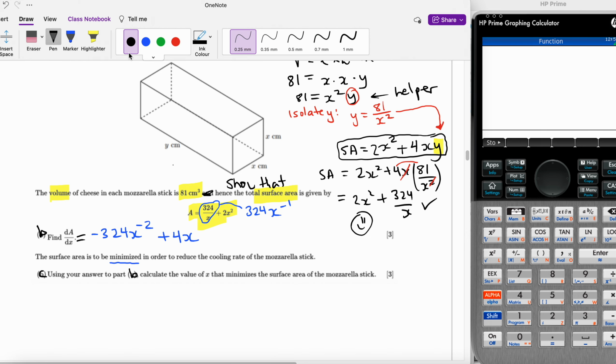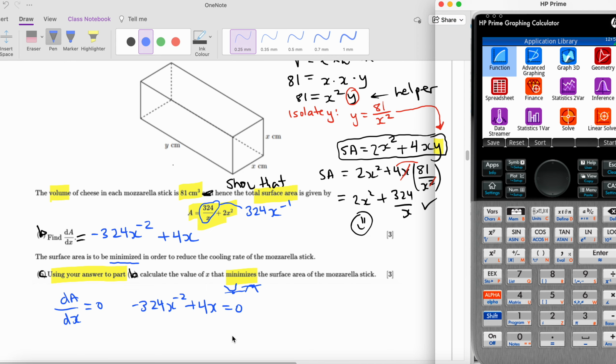The surface area is to be minimized in order for the cooling rate of the mozzarella stick. You want your mozzarella sticks to stay as hot for as long as possible, I suppose. All right, use your answer in B. That means you must use your answer in B to find that it minimizes. Remember, whenever you have the minimum or the maximum, your derivative is always 0. That's what they want. They want to see that you recognize that the derivative is 0. So you're going to take your derivative, minus 324x to the power of minus 2 plus 4x, and set it to 0.